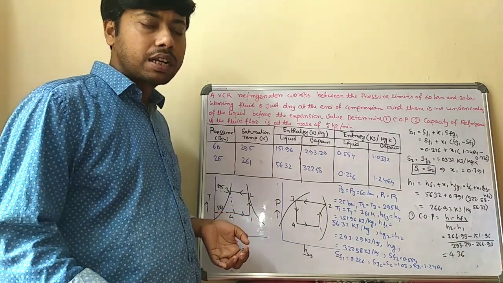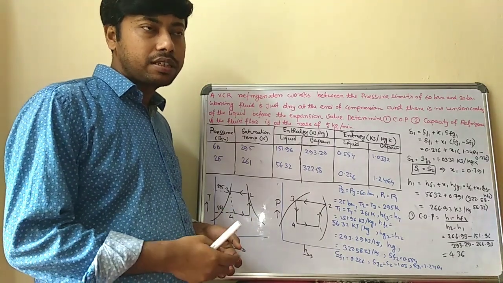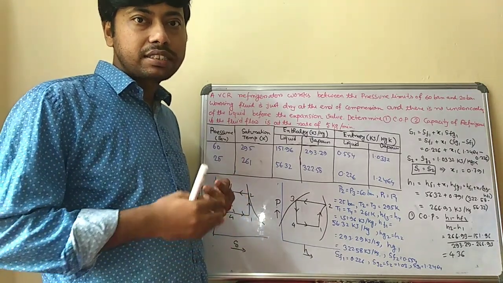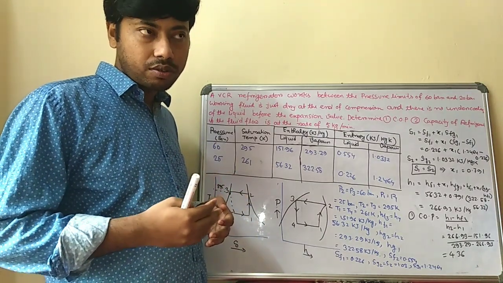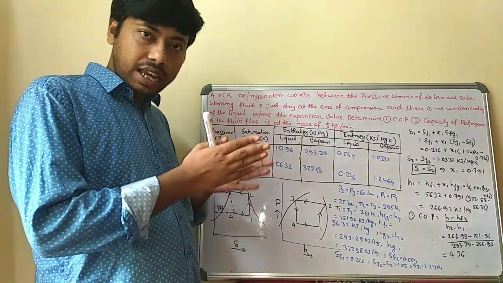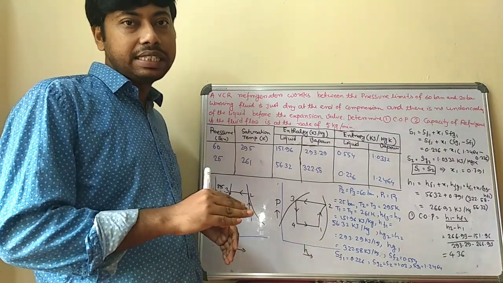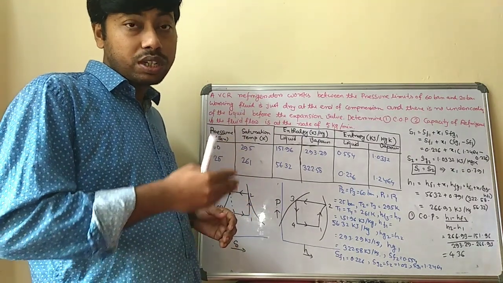First of all, in the compressor, the compression process takes place from process 1 to 2. In process 2 to 3, there's a condenser, a constant pressure cooling process. Process 3 to 4 has an expansion valve, because to expand means to decrease the pressure.